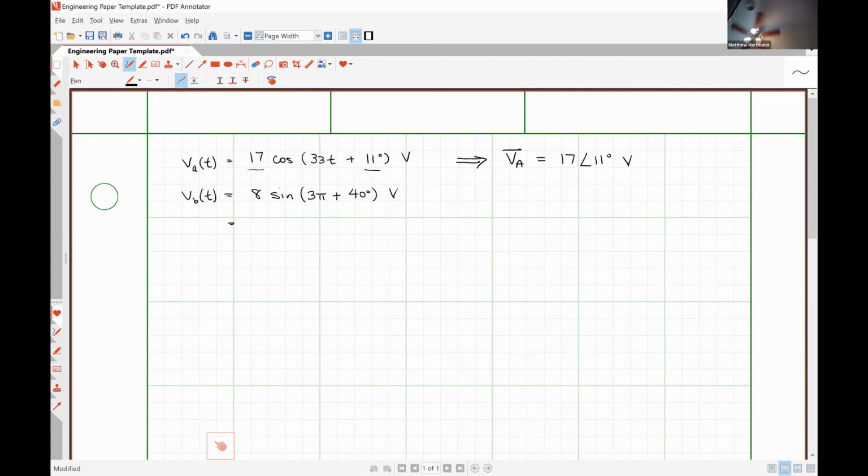All right, so that would be 8 cosine 3 pi t minus 50 degrees volts, which gives us VB is the magnitude 8 with an angle of minus 50 degrees volts. So your steps are to convert it to cosine. Let's do one last example.